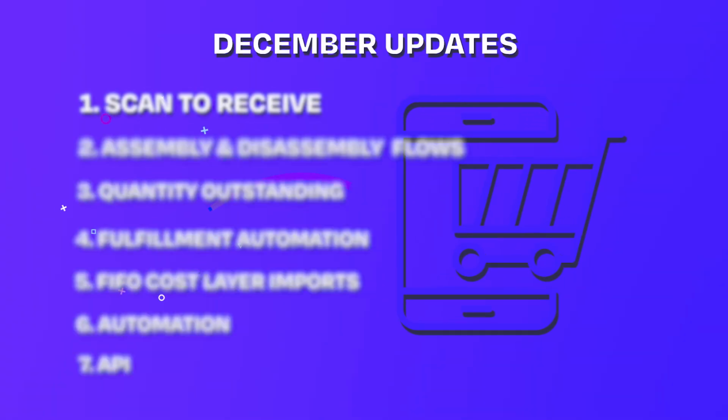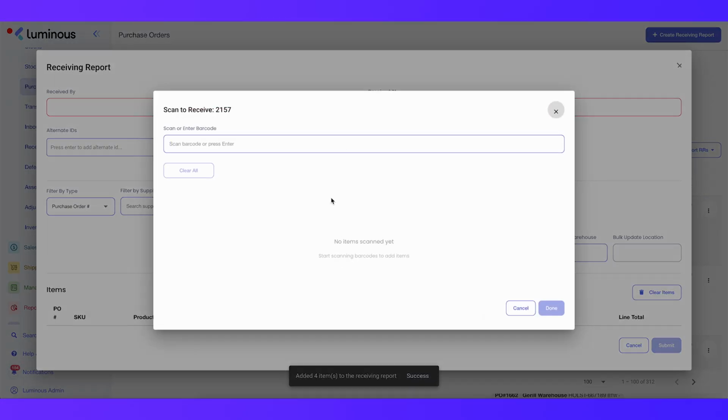Let's start with Scan-to-Receive. Now in Luminous, we had already added the ability to scan when you receive products. The new ability is that we now take into account cartons, basically the unit of measure that you have set up tied to the SKU. We'll now consider different unit conversions. If you have cartons or sleeves set up, and you scan the barcode tied to a 10-pack, it will receive a 10-pack. So it's just an expansion on Scan-to-Receive to make it a little bit more viable.